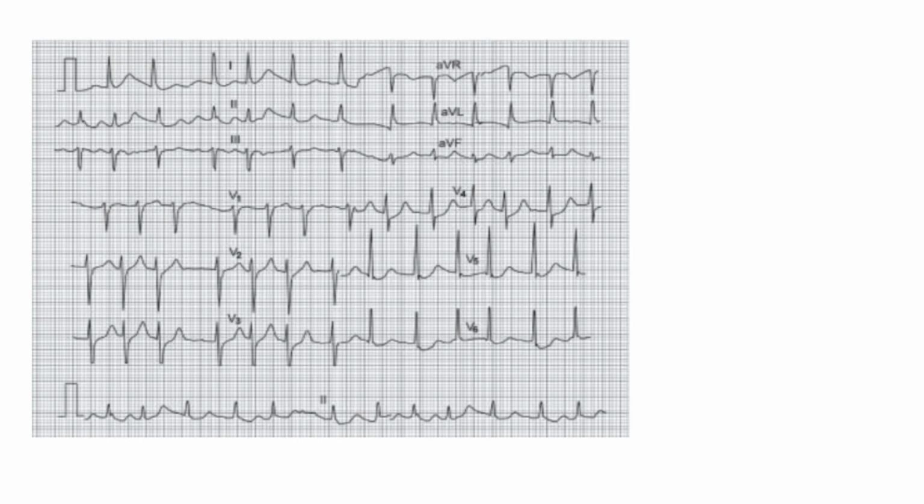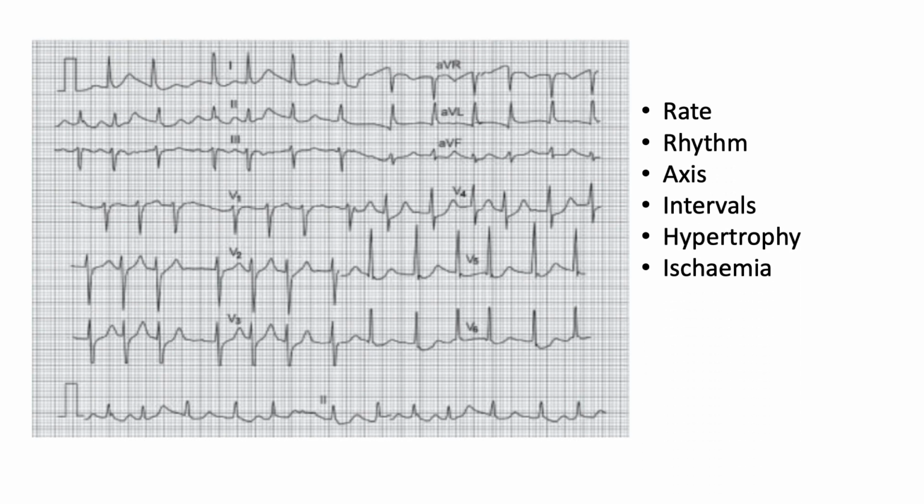Alrighty, what do we see here? Once again, I suggest that you pause the video and give yourself a few moments to analyze this trace. According to our schemata: rate, rhythm, axis, intervals, hypertrophy, and ischemia. What do you notice, my friends? Can you really see any P waves? No. And is this a regular rhythm? Indeed, it is not. We can see the differing intervals between the RR waves.